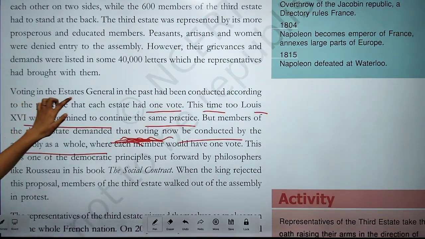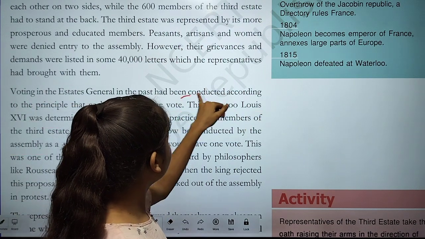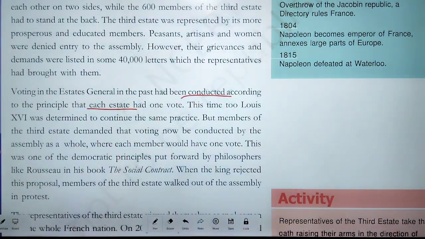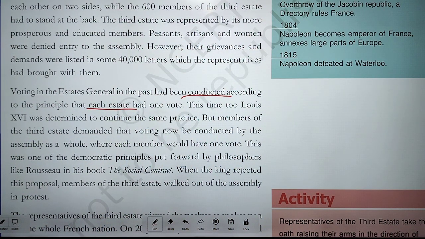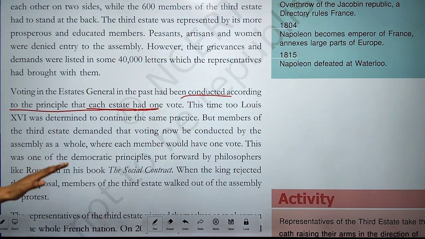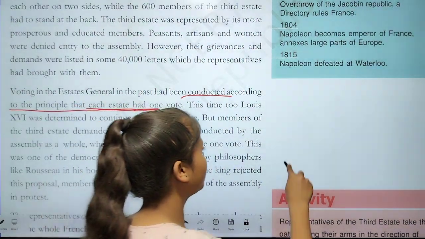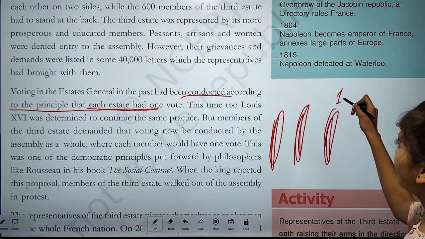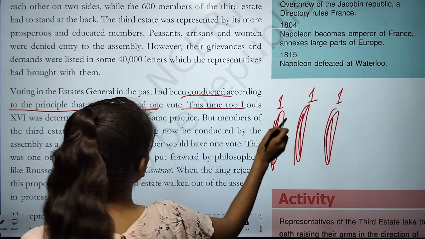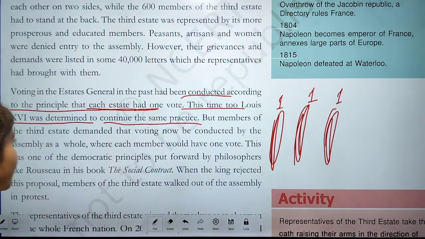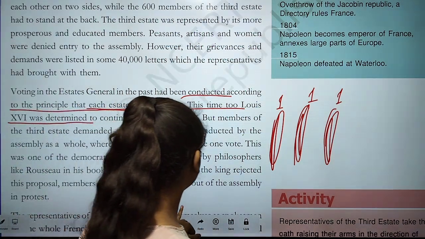Voting in the States General in the past had been conducted according to the principle that each estate had one vote. It means the first estate had one vote, the second estate had one vote, and the third estate also had one vote. This time too, Louis XVI was determined to continue the same practice.